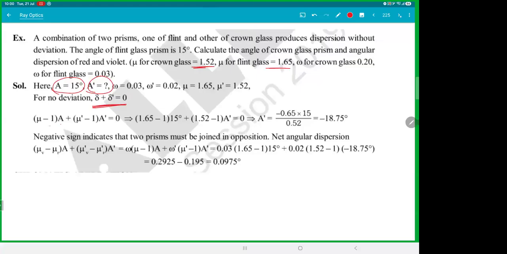So what is the deviation formula? A into mu minus 1, plus A dash into mu dash minus 1. From here, we calculated the value of A dash. So that is the first thing. Deviation delta plus delta dash is 0, which gives the angle of the second prism.